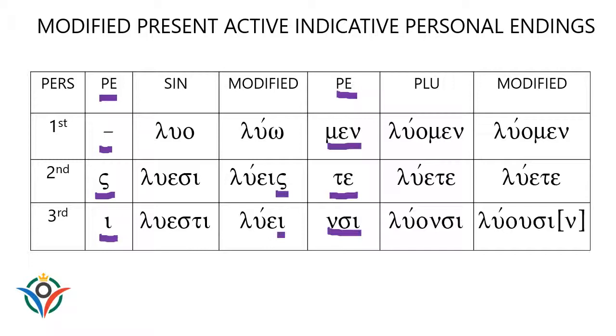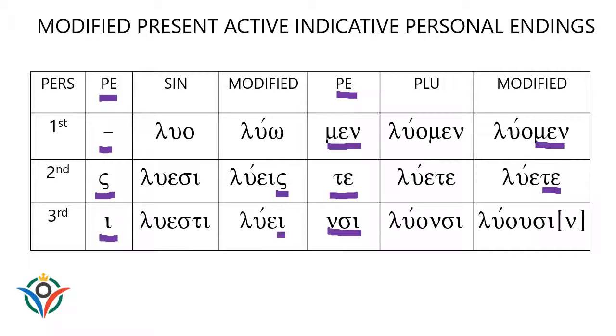The first person plural, you've still got your men at the end. Second person plural, you've got the te on the end. But the first person singular and the third person plural have undergone some modifications. So let me explain to you how that took place.